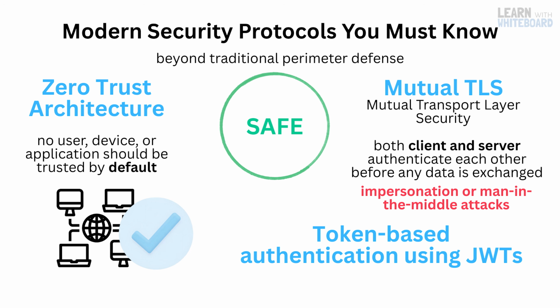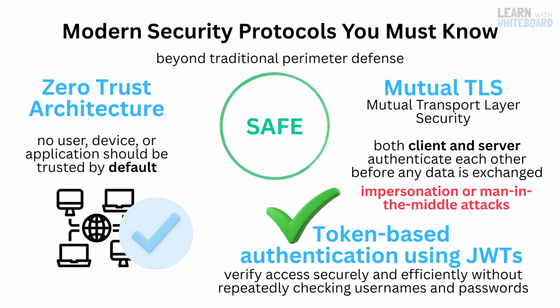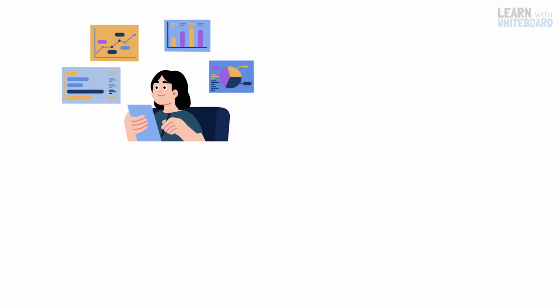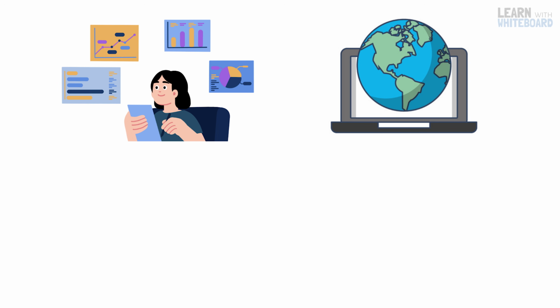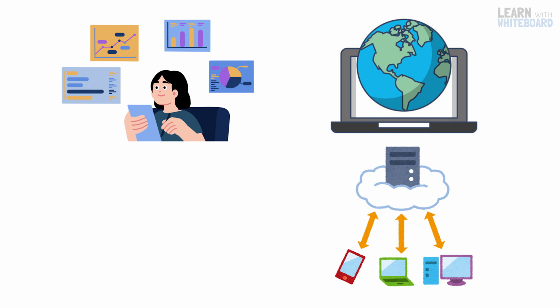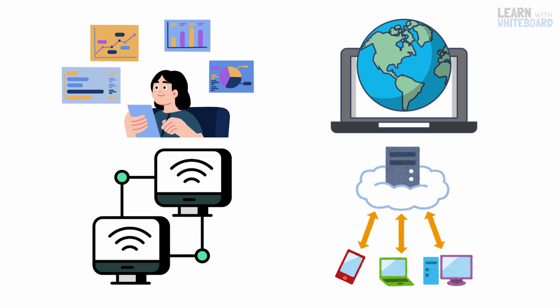Token-based authentication using JWTs allows systems to verify access securely and efficiently without repeatedly checking usernames and passwords, which improves both security and performance. Together, these modern protocols reflect today's reality where users work remotely, devices connect from anywhere, cloud services talk to each other constantly, and the traditional network boundary no longer exists.